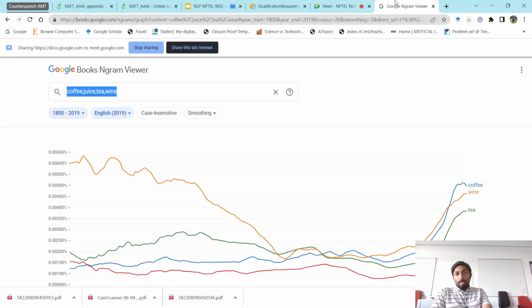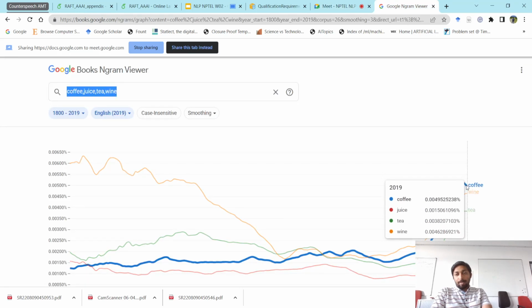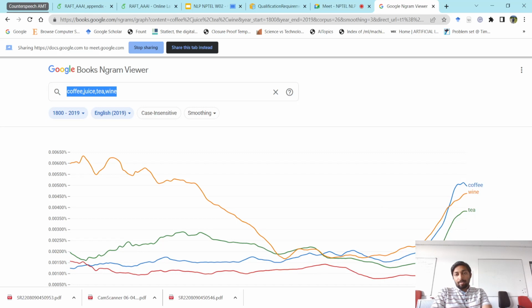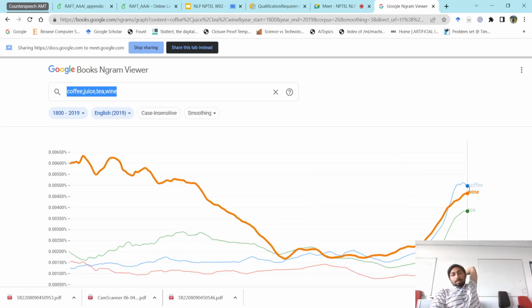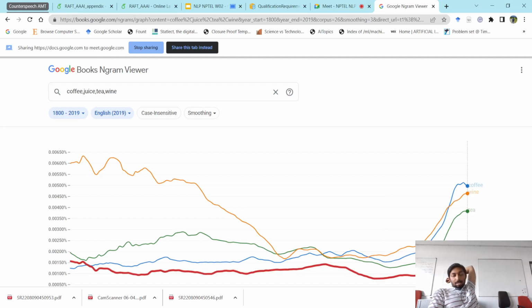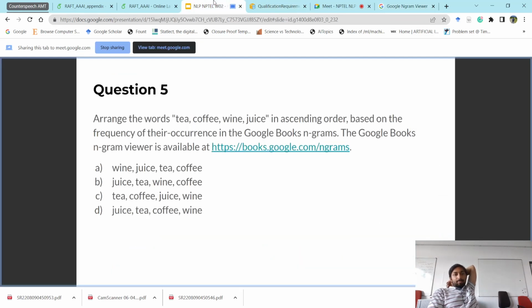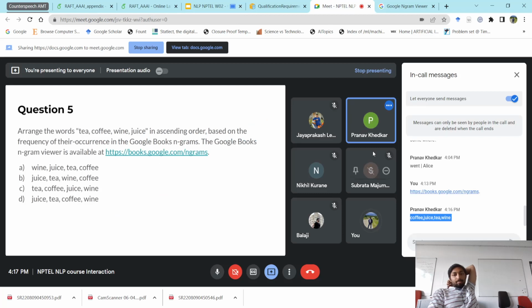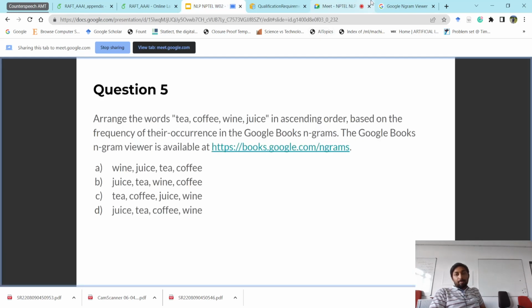No, are you seeing it in the graph? In the final graph that is generated? In the graph, coffee is still on the top, followed by wine, tea, juice. Yeah, so what will be the ascending order? Okay, in that sense, yes. So this is what we have: juice, tea, wine, coffee. Yeah. So you can try for other words.